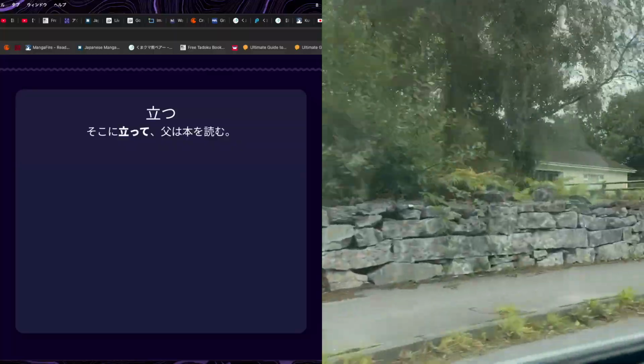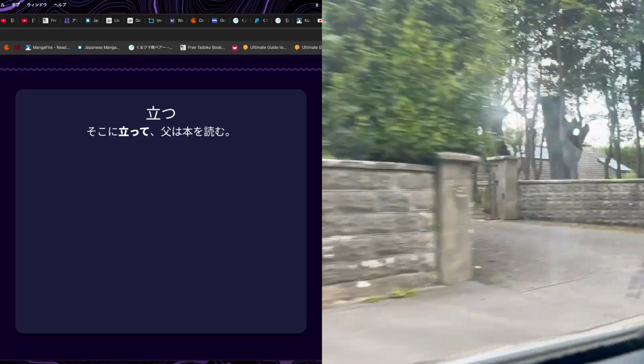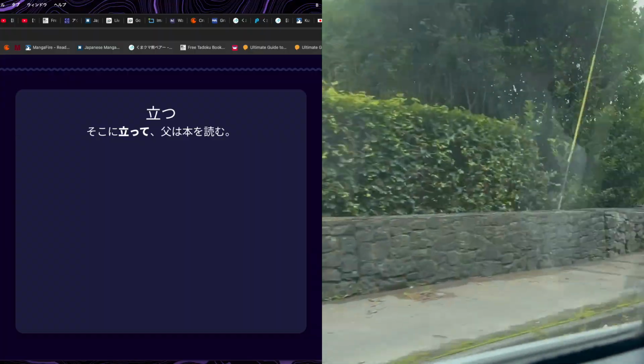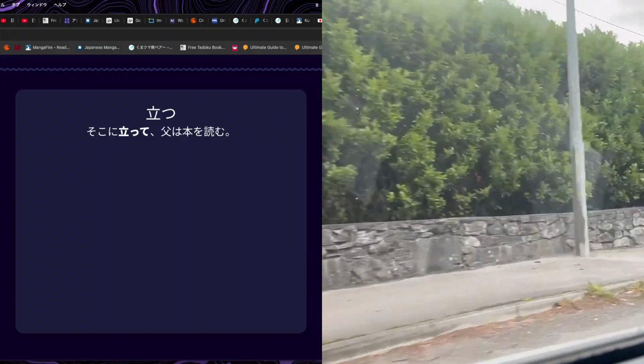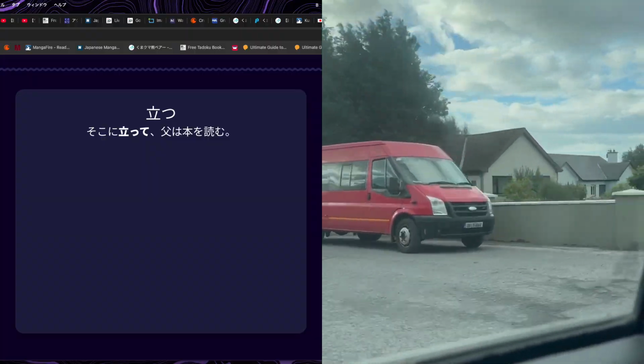On the screen you can see an example of a card for Migaku. As you can see, there is a main word or kanji. That's the focus of the card. Then underneath you can see a sentence and the focus word is highlighted throughout the sentence.